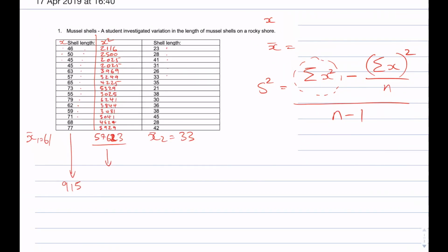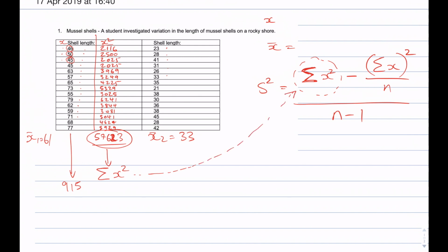Okay, welcome back. What I've done then is I have squared each of these values. 46 squared has given me 2116. 50 squared has given me 2500. 45 squared has given me 2025. So those are all the individual x squareds. But remember, we have to sum them, so we get all the individual x squareds and then add them together. Added together, I get 57,623 right here. This is equivalent to the sum of the x squared, that is that part.